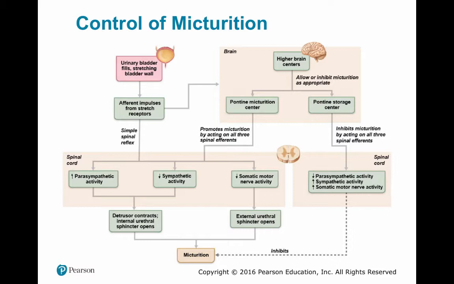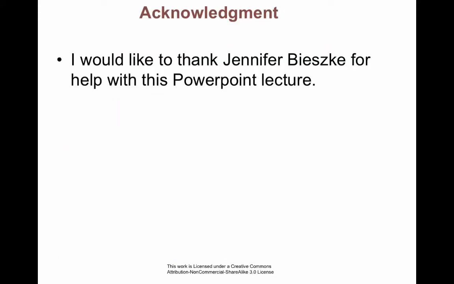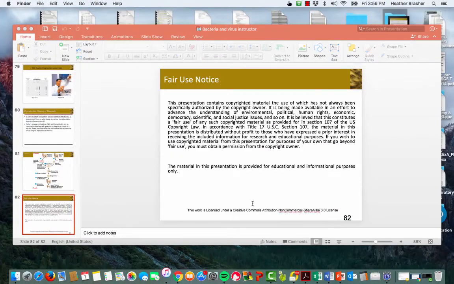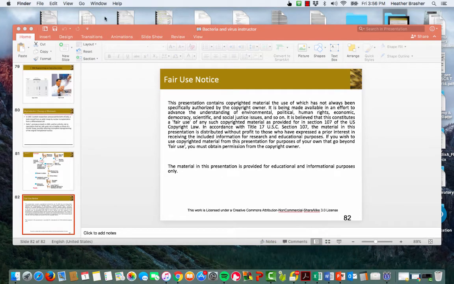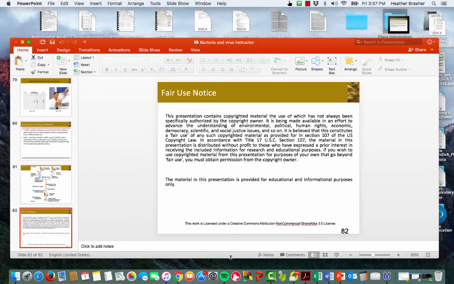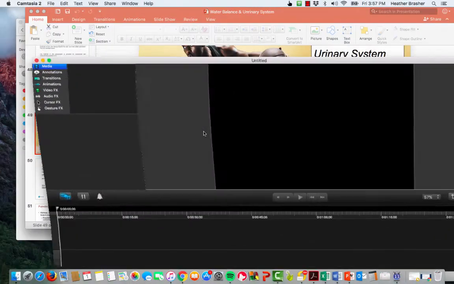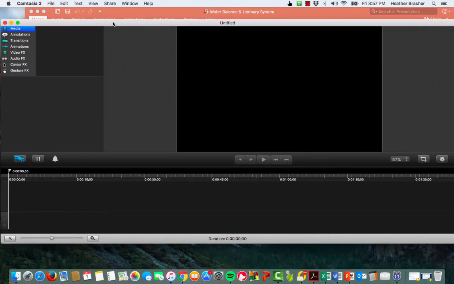This just goes over the controls of urination, and you can go through this a little bit on your own. At this point, this is a little bit longer than I intended it to be, but I wanted you guys to have a really good understanding of the urinary system.